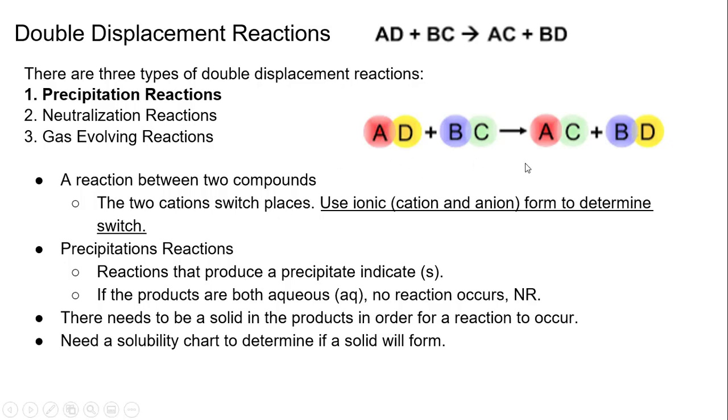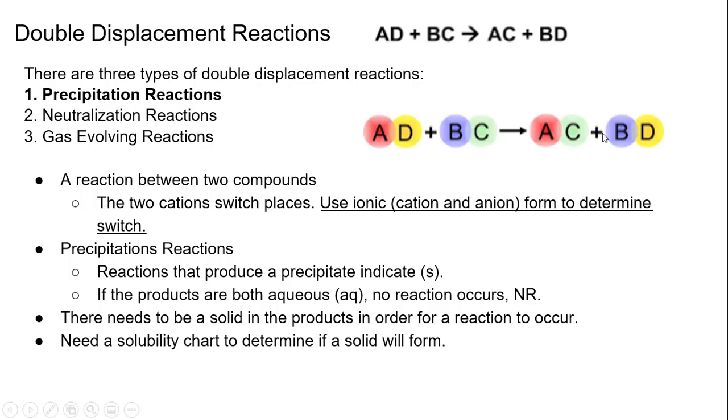So here, think of people dancing on the dance floor, two couples, and they switch partners. That's all this is. It's very simple. We switch them out. If you have a problem learning how to switch them out, make sure you have them in ionic form, cation and anion, so you can easily transfer them over to the new partner.